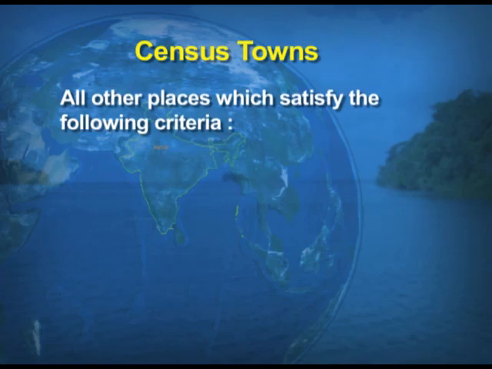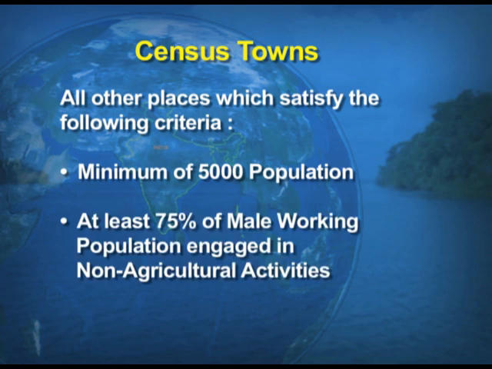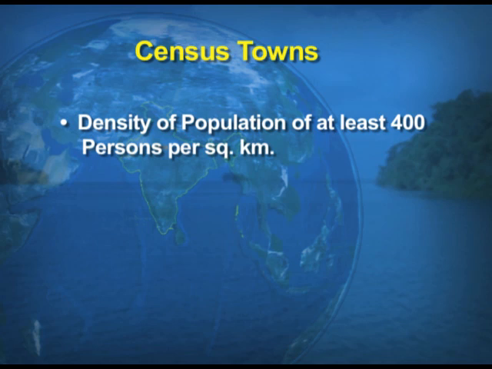Now, what are the census towns? All other places which satisfy the following criteria. Number one, a minimum of 5,000 population in that area. Number two, at least 75% of the male working population should be engaged in non-agricultural activities. And the last criterion is that the density of population should be at least 400 people per square kilometer. Then only the town will be known as a census town.